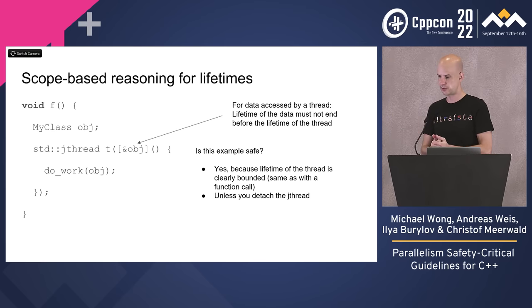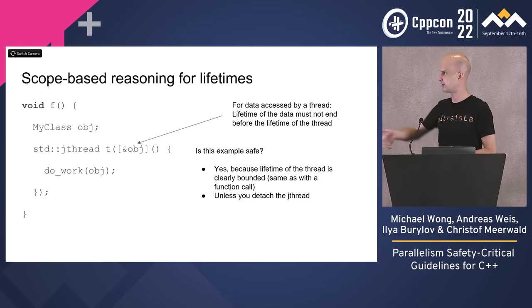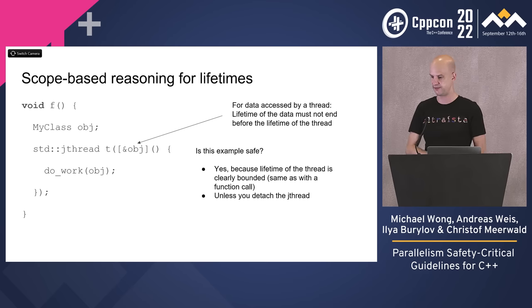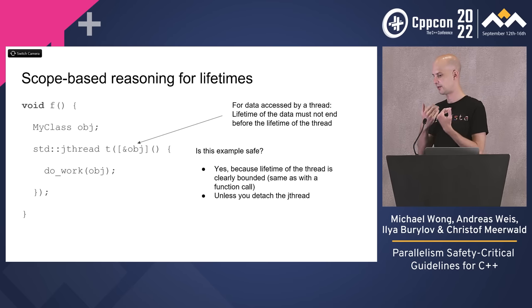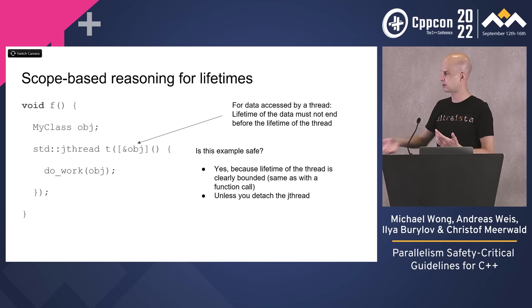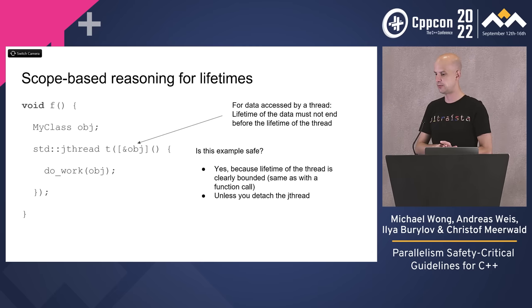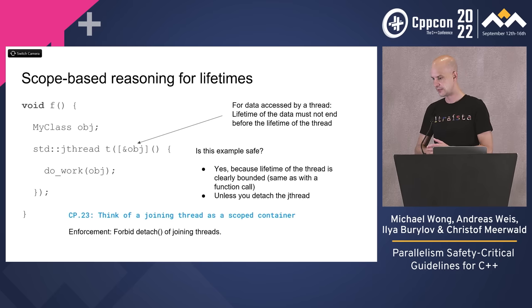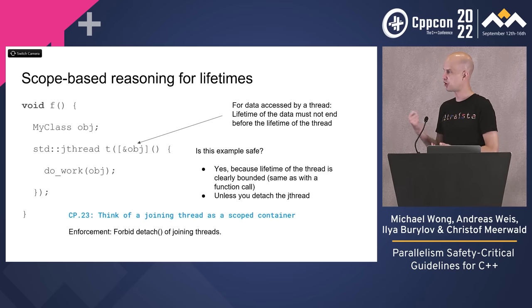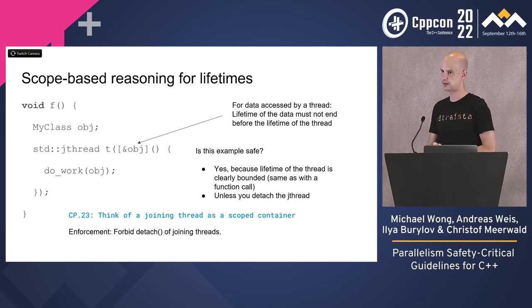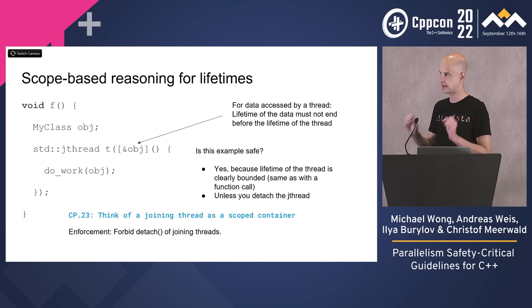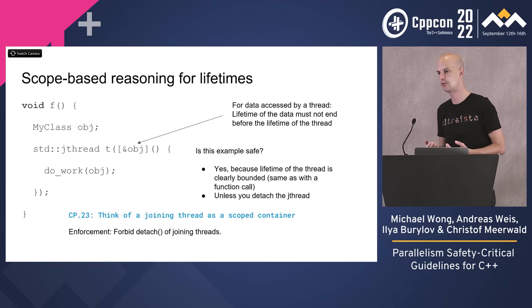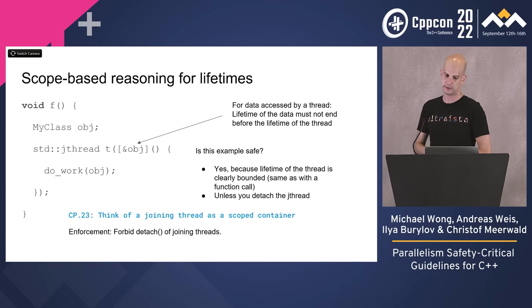And in this case, that's true as well, because we have a joining thread, right? So before we access this function f, the jthread constructor will actually do a join. So it will wait for the thread to complete. And only after the thread has been joined, it will destroy the object. So therefore it's safe. And this is really the model that we would like to be able to think about this stuff all the time, because that is something that is very easy to reason about, for both tools and for humans.